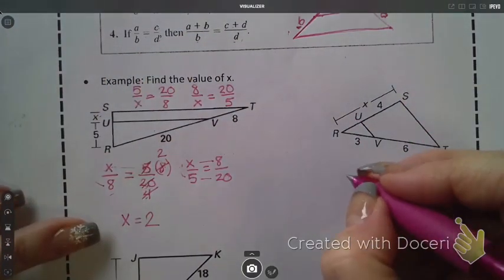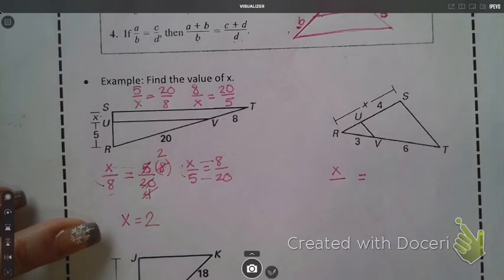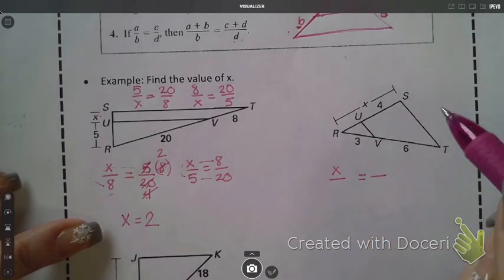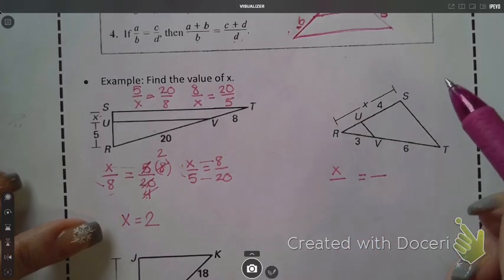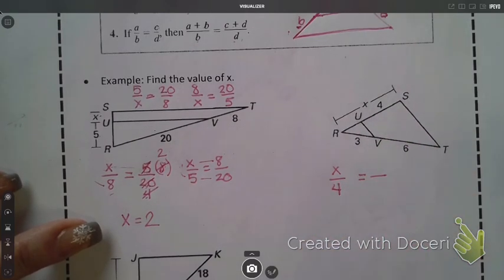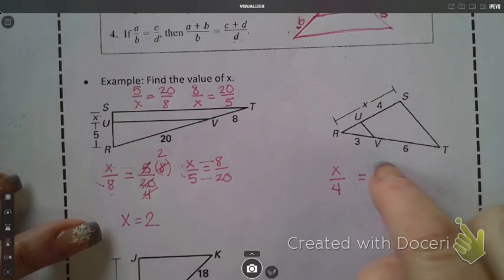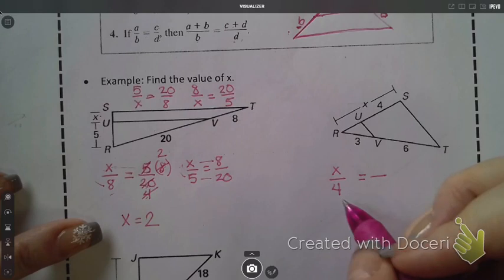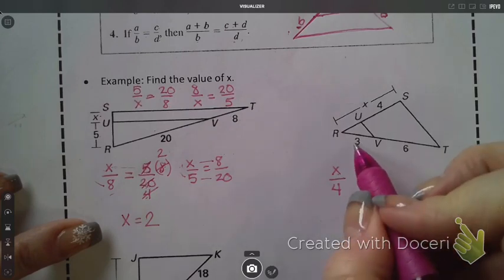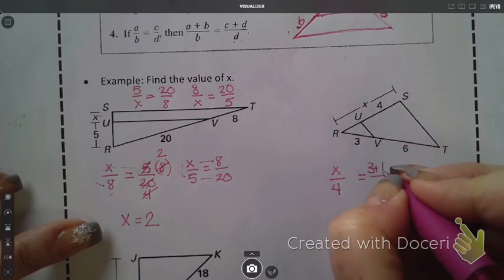Okay, so I'm looking for X. That's what I always write in the numerator. That's just what I do. Okay? And I make my other fraction. So I'm going to put X over 4. Why did I put X over 4? Because they're on the same side. Could I put the 4 right here? Yeah. Okay. So X over 4. So what corresponds to X? 6. No. X is the whole thing. So 3 plus 6.